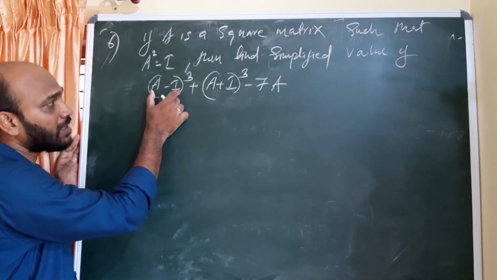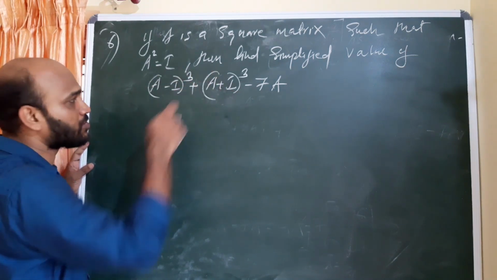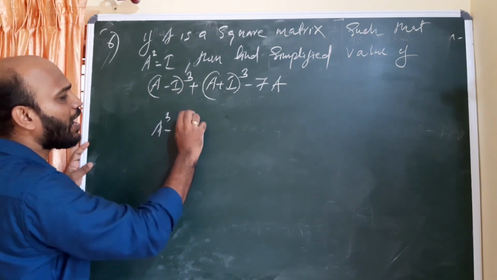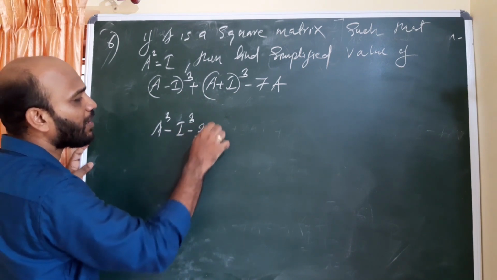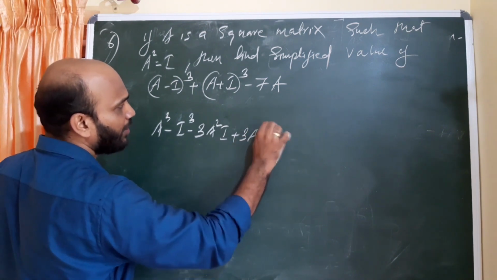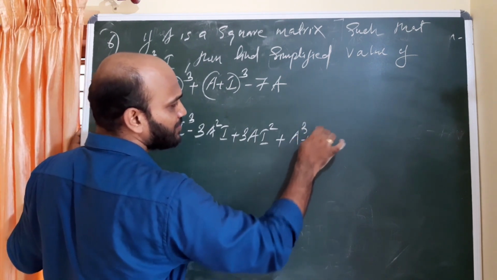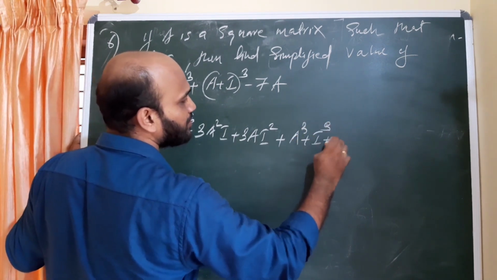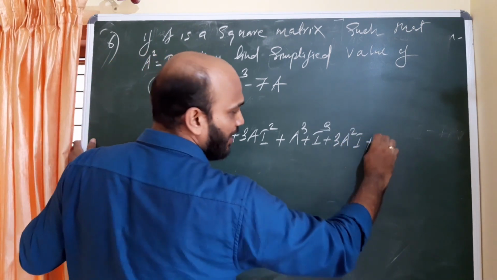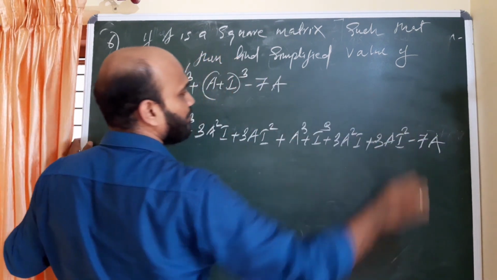So you can expand by using the (A minus B) whole cube formula. Here the (A plus B) whole cube formula we can use. So this will be A cube minus I cube minus 3A square I plus 3A I square, plus the expansion of this one, that is A cube plus I cube plus 3A square I plus 3A I square, minus this 7A.